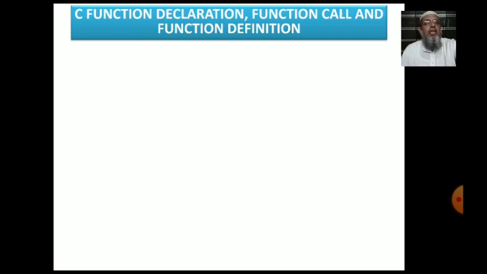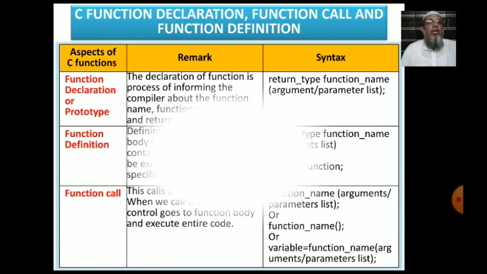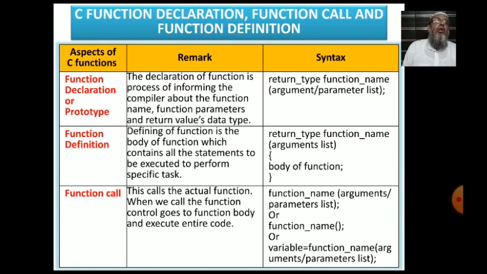So there are so many aspects of the function. We'll see these aspects on the next slides in detail: the function declaration or prototype, function definition, and function call. These are the three aspects of the function. How they are used, how we will declare, how we will define, and how we will call or invoke those functions. So the first one is the function declaration or prototype.